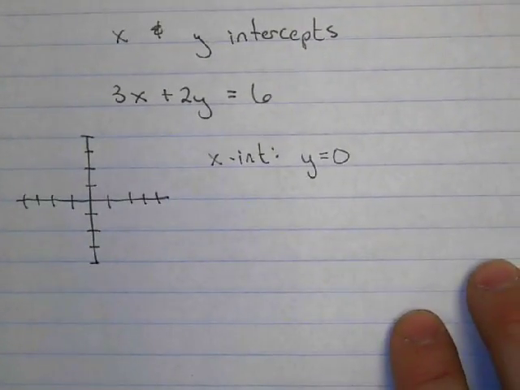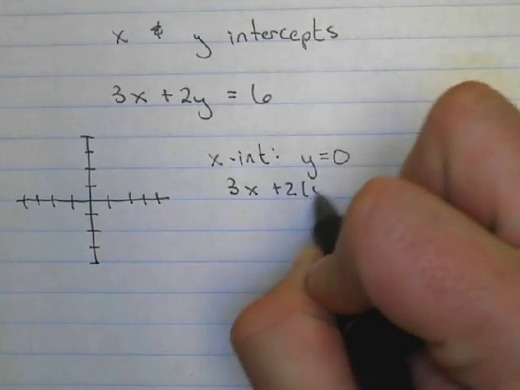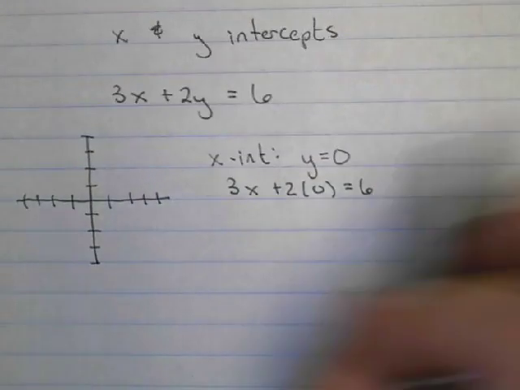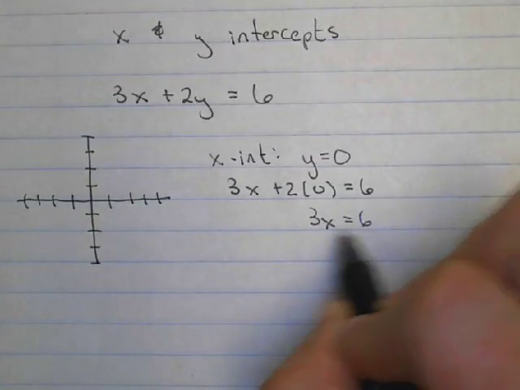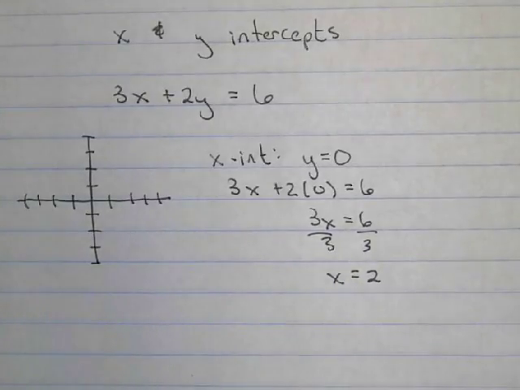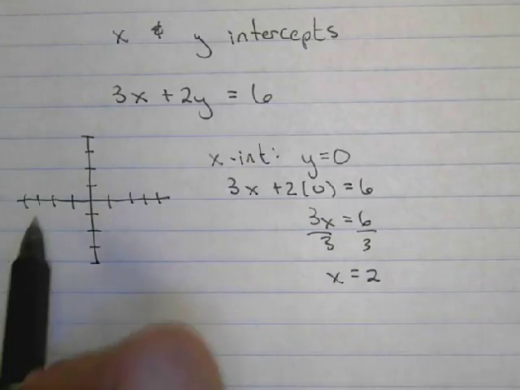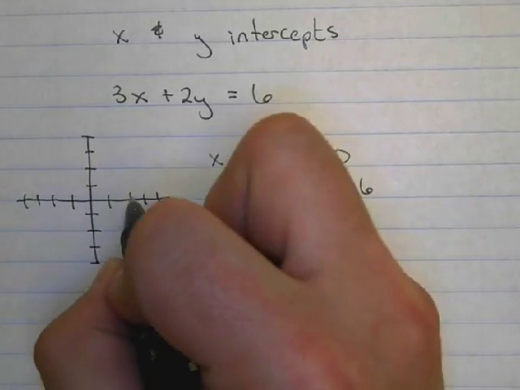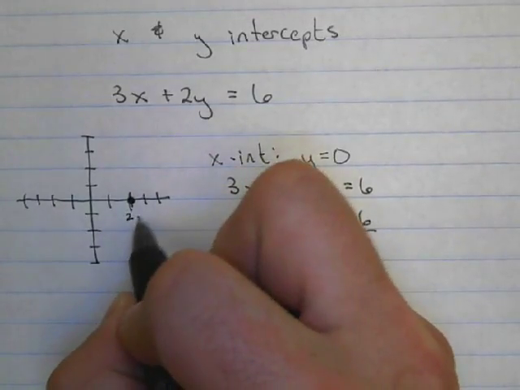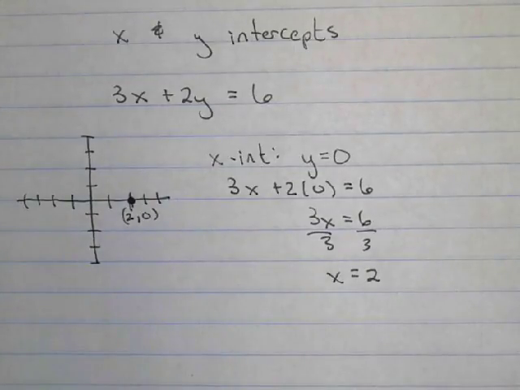So what I can do is I can say 3x plus 2 times 0 equals 6. Well, 2 times 0 will cancel, and I'll have 3x equals 6. Divide by 3, and I have x equals 2. So now we have that our x-intercept, where we intercept the x-axis, is where x equals 2. So I can put a point right there. And there's my (2, 0). Y is 0, plug in 0, and we solve and we get 2.